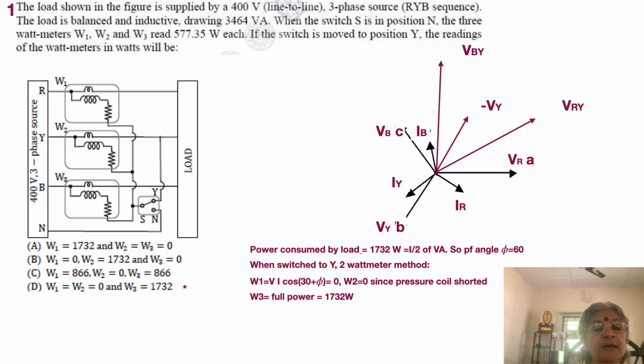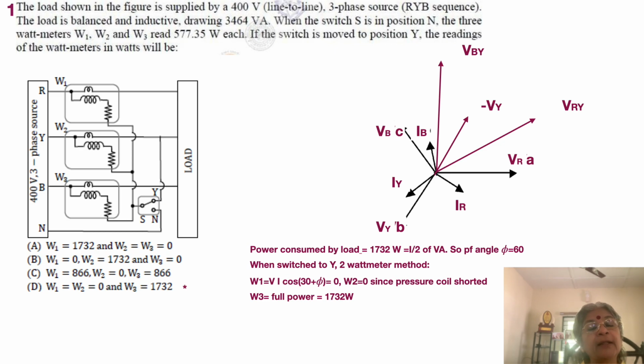If you look at the current line, it is obvious that the R phase of the source feeds the load through a CT directly inserted into the circuit. Similarly for the Y phase and B phase. So we have covered the current coils of the wattmeters. Now moving on to the potential coils, which are connected to the respective current coils at the left end, as it should be.